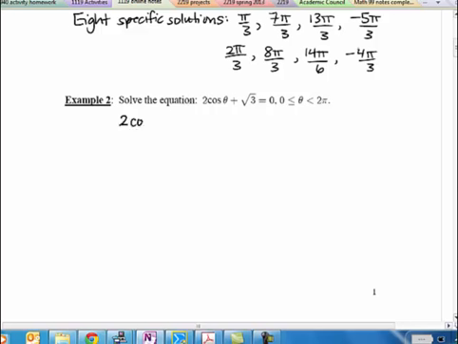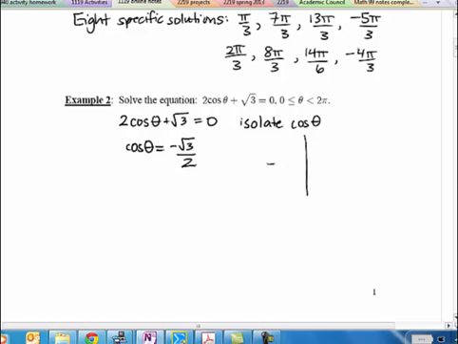So we'll start with what was given. And isolate cosine theta. That means just get it alone. So cosine theta is going to be negative square root of 3 over 2. And then I'm going to do the same thing. I'm going to think, all right, if cosine theta is negative, I want quadrant 2 or quadrant 3.